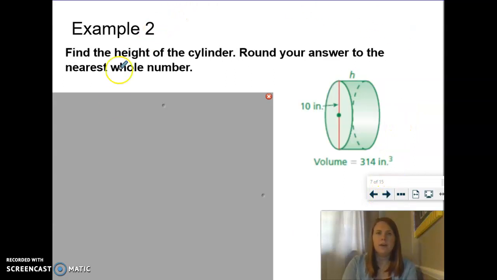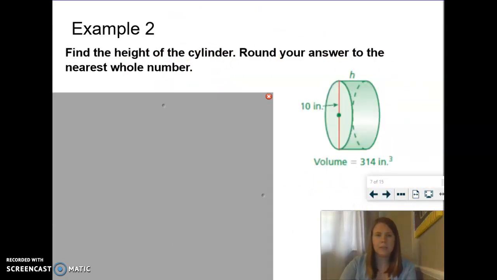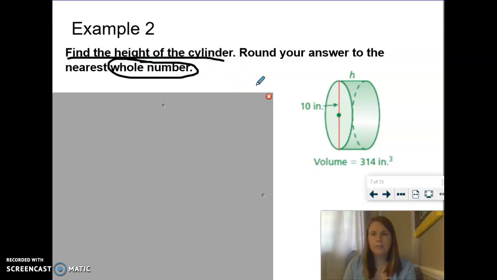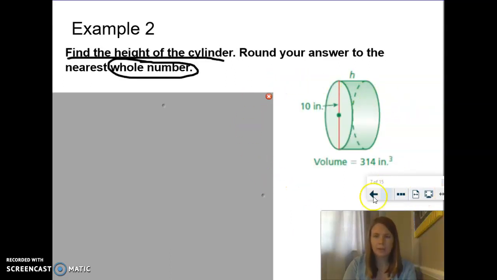Okay? So next example. So now that we've kind of gotten used to using the volume formula, we're going to do it just a little bit differently this time. This time they want me to find the height of the cylinder, okay? And they want me to round my answer to the nearest whole number. So they specifically asked me not to have any decimal points, okay? The trickiest thing here is that I'm not just looking for volume. So it's not as easy as just plugging it all in, multiplying it all together, and getting my volume. I'm going to have to use my algebraic thinking to find my solution to this.